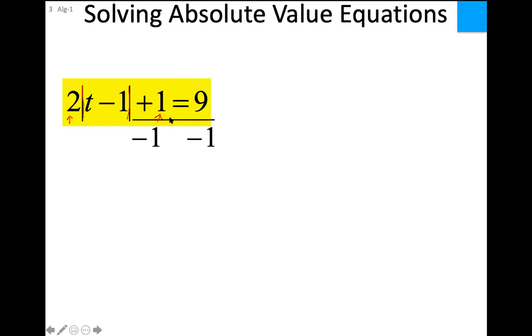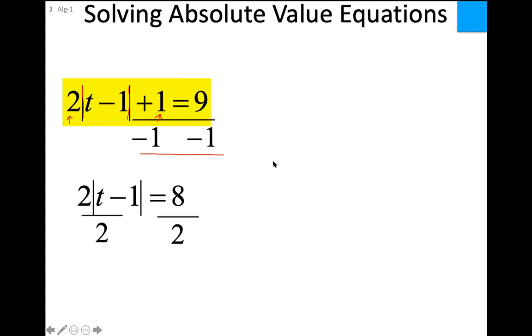I'm not sure why I put the line there. It should be underneath, right? I should put the line right here, not there. That means division. All right. 9 minus 1 is 8. To get rid of the 2, we divide both sides by 2. The 2's cancel. 8 divided by 2 is 4. So we get absolute value of t minus 1 is equal to 4.